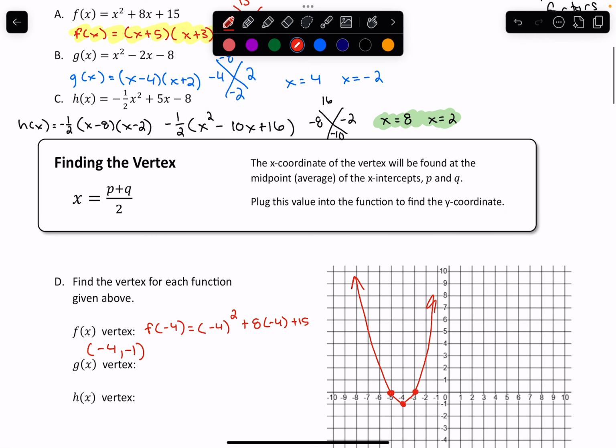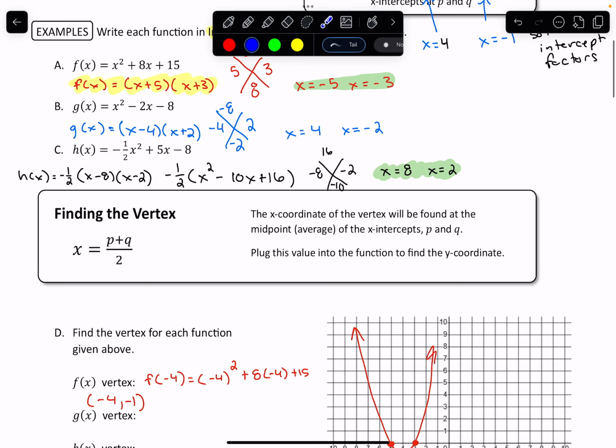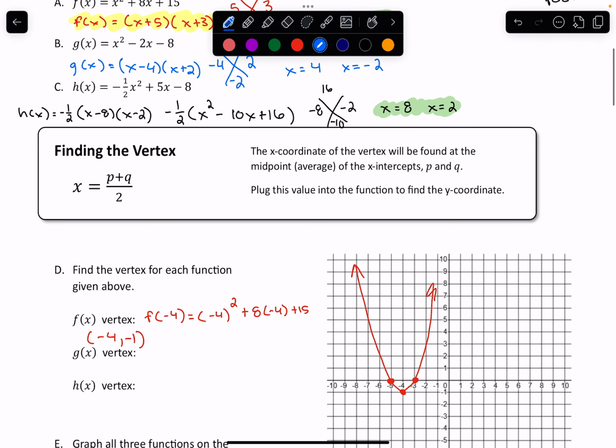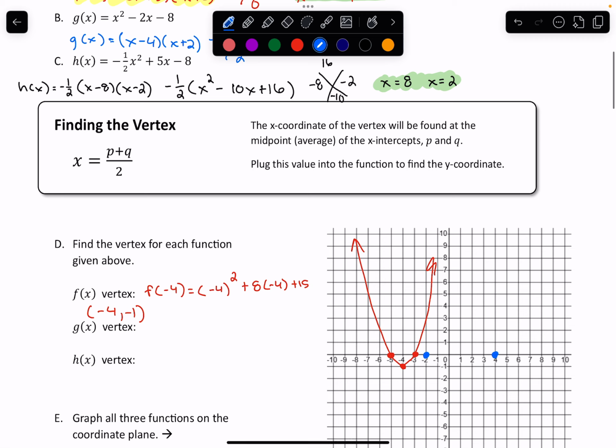All right, let's do the same thing for my g function. G is right here. I know that it crosses at 4 and at -2. So I'm going to start by putting dots there. I know it's going to pass through 4, and it's going to pass through -2. Those are my intercepts. Now I've got to figure out what's in the middle of those two numbers.